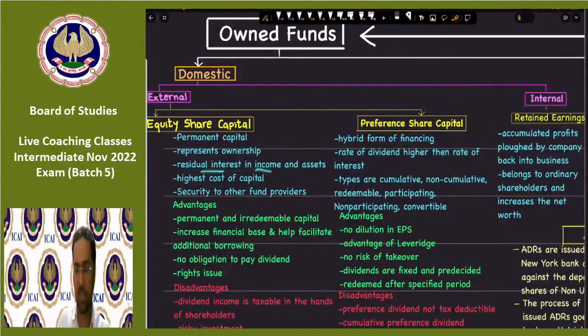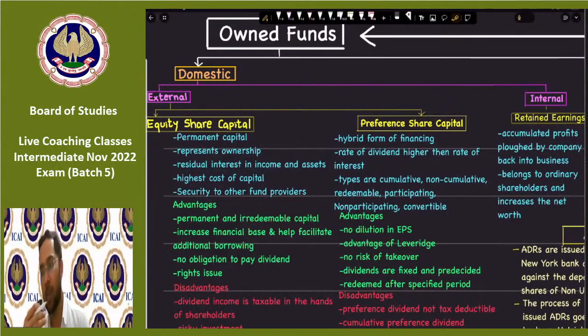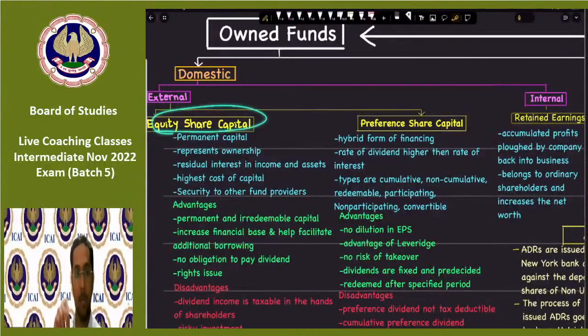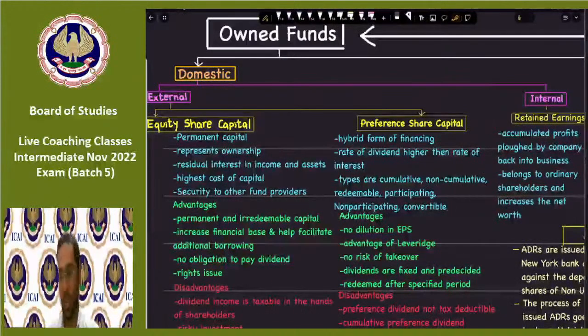Now, what do you mean by residual interest in income and assets? Whenever the company generates any profits, after payment of debenture interest, after payment of preference share dividend, after payment of all your expenses, what is left over is given to the equity shareholders. Therefore, we always get the last chunk of profits, whatever is left over, as well as in the assets at the time of the company being liquidated. Equity share capital, remember, has the highest cost of capital.